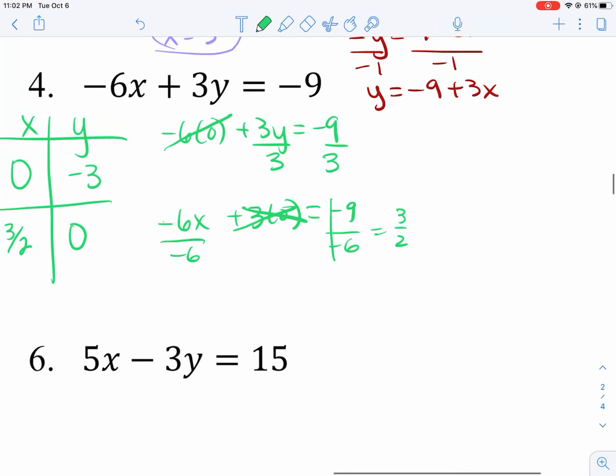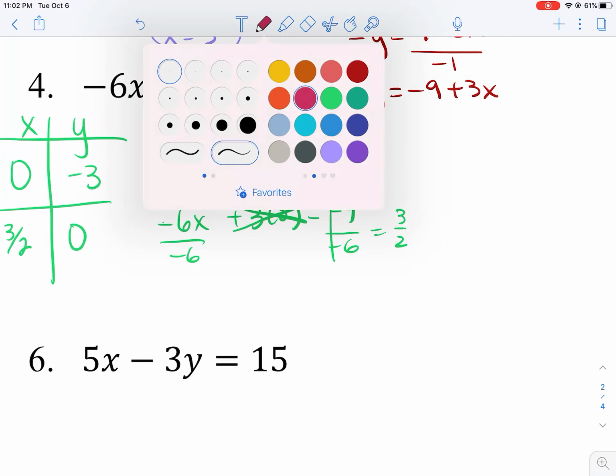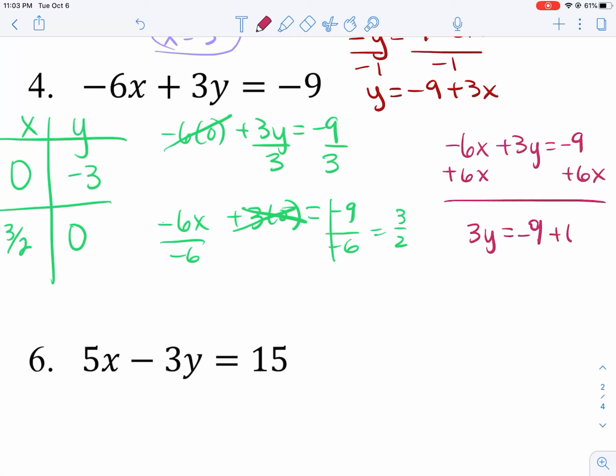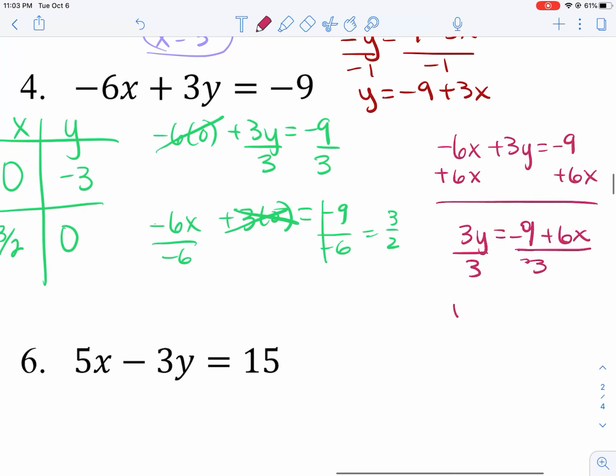That's fine. In terms of the slope, if we were to solve this, negative 6x plus 3y equals negative 9. I'm going to add 6x to both sides. 3y equals negative 9 plus 6x. Divide everything by 3.